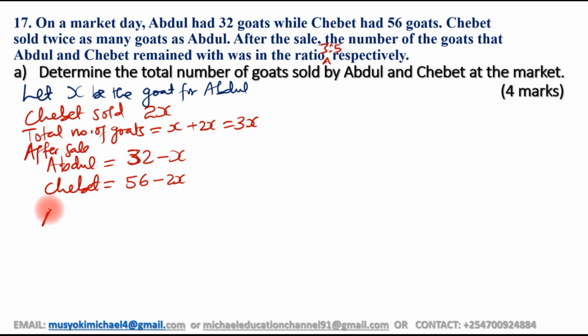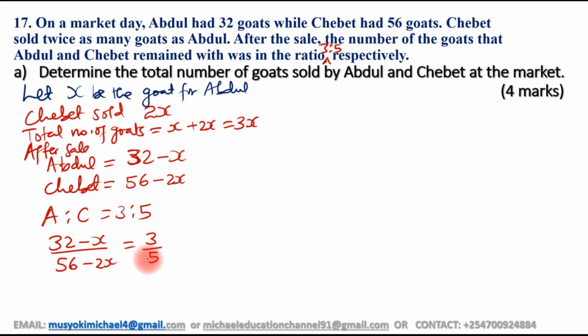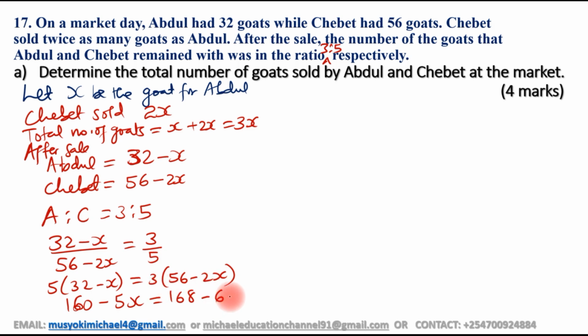So the ratio of Abdul to Chebet for the goats that remained is 3 to 5. So 32 minus x all over 56 minus 2x will be equal to 3 over 5. So we can cross multiply. We have 5 times the bracket 32 minus x, equal to 3 multiplied by the bracket 56 minus 2x. We open the bracket: 5 times 32 gives 160, then 5 times x is 5x, equal to 3 times 56, that is 168, minus 3 times 2x, that is 6x.